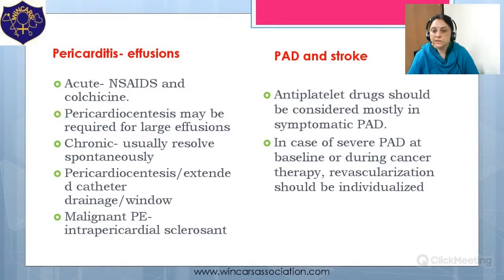Peripheral arterial disease and stroke: antiplatelets are to be continued for symptomatic PAD, and some patients might require revascularization depending upon the individual condition.